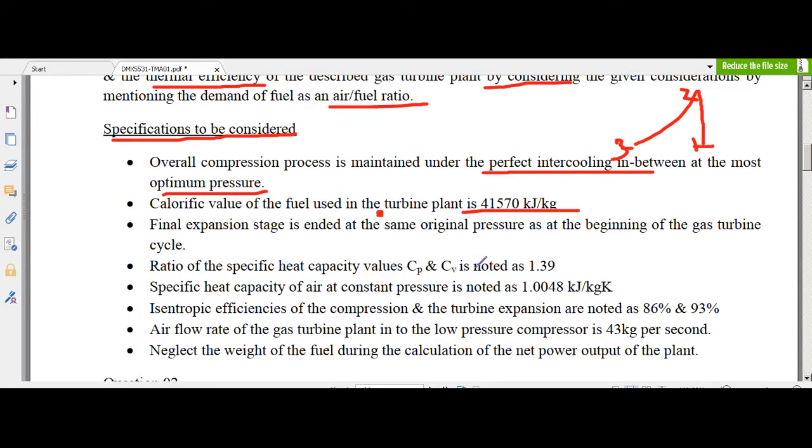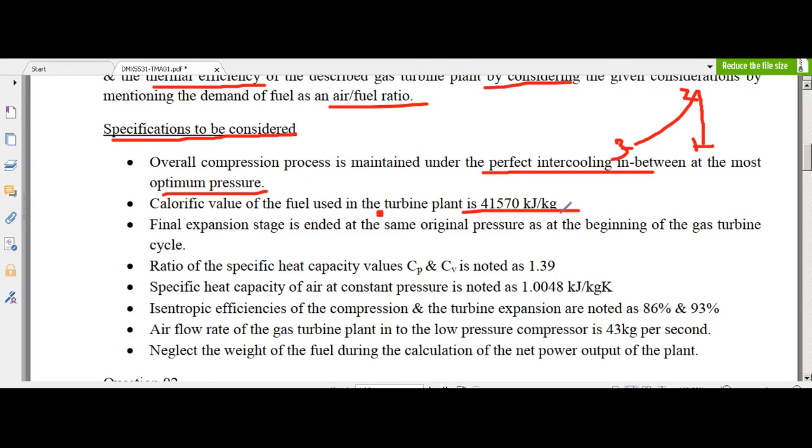So the calorific value of the fuel that is used is that much, right? Because we need to use a fuel. In the problem I have clearly explained there are two places where the combustion or the heating takes place. So the calorific value of the fuel is given as 41,570 kilojoules per kilogram. Okay, so that is done.